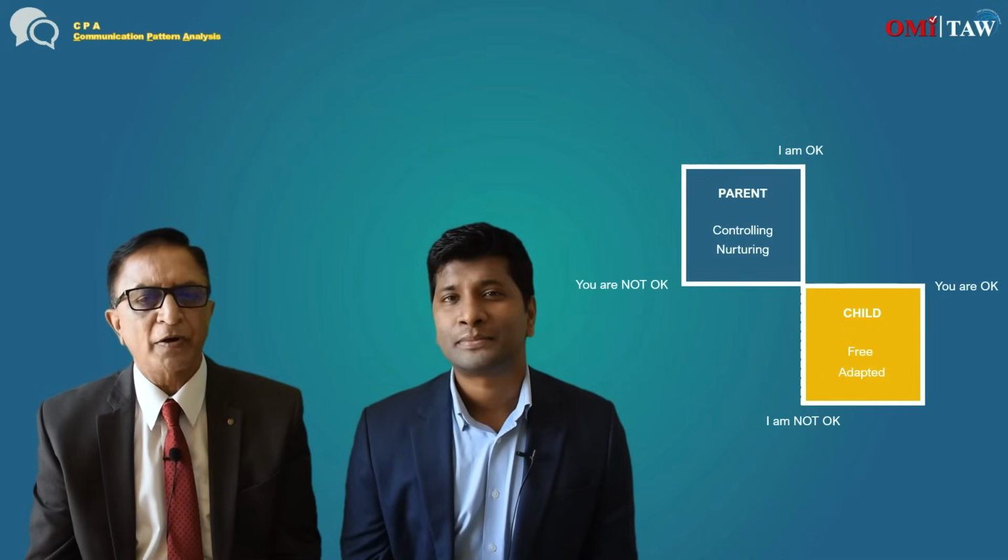So now this child state can also have two dimensions. One is a free child, so I have the freedom to say whatever I want. And the other extreme is the adapted child, adapting to the people, the situations, the rules, regulations, and things like that. So, I am not okay, you are okay.